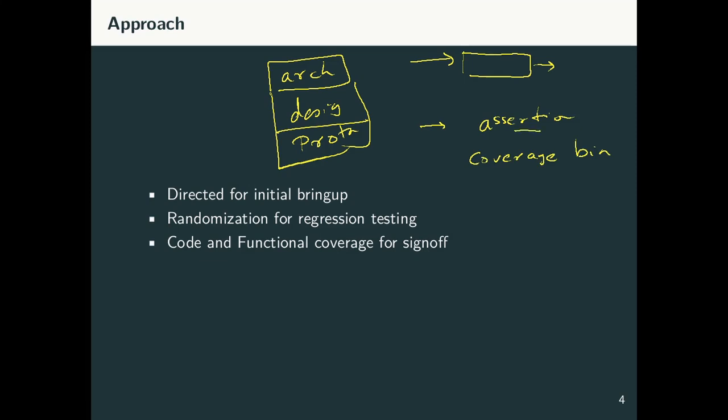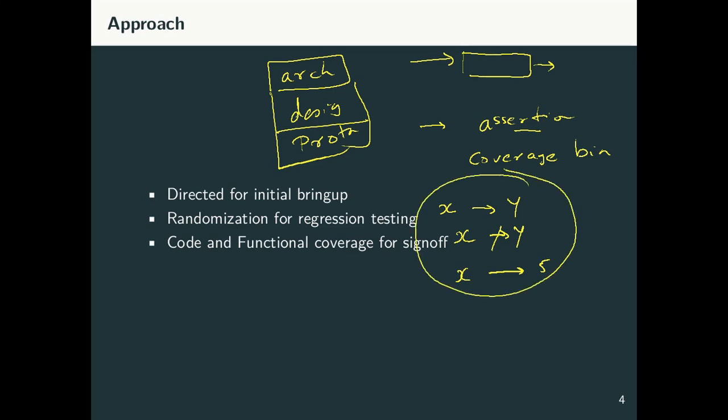So when we speak of assertion, this is basically saying that if X happens, then Y will happen. Or if X happens, then Y will not happen. Or some other conditions like this, that if X happens, then X will keep happening for at least 5 cycles. So all this behavior, if we find it specified in any of our design documents, then we write corresponding assertions for them.